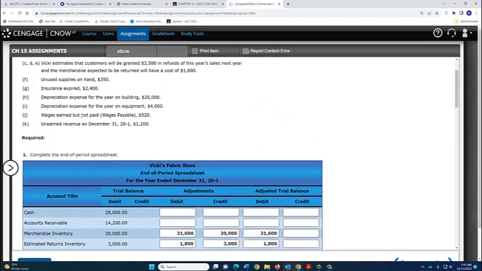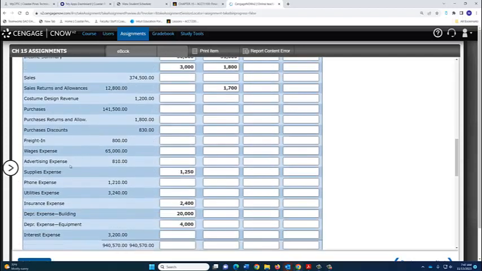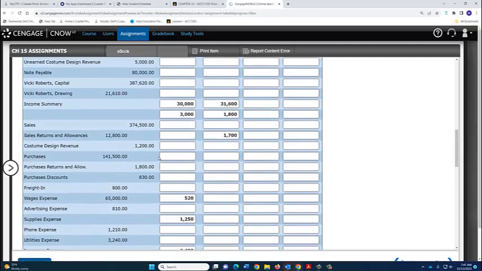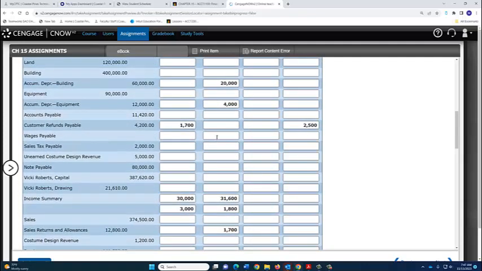Then wages earned but not paid. That will be a debit to wages expense for $520. The expenses were incurred in this period. They'll be paid in the next, but we need to make sure the expense goes in the current year. And then wages payable will be the offset. It's going to record our liability.